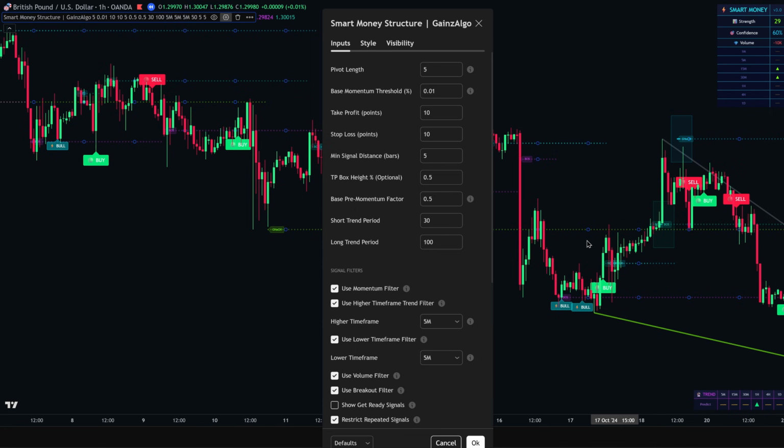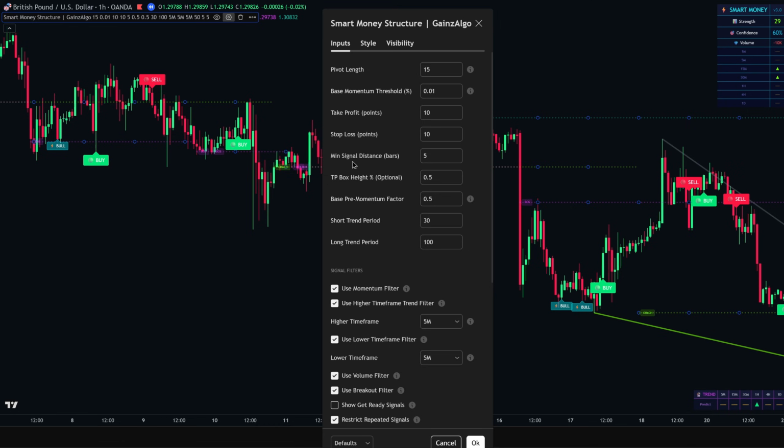To reduce this, I will increase the pivot length to a higher value, such as 15. With this adjustment, fewer swing points are detected, which means fewer change of character and break of structure signals. This helps clean up the chart and makes the structure more reliable.